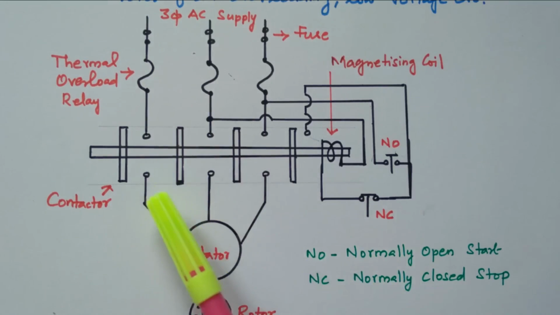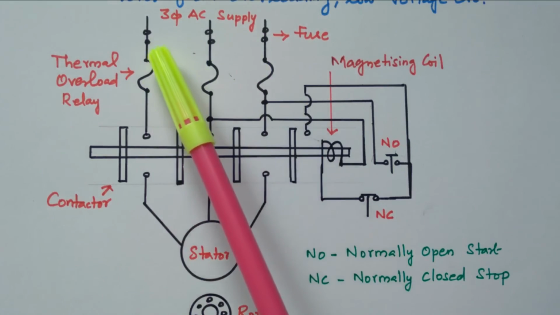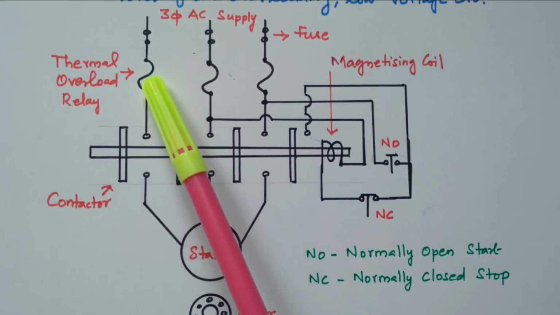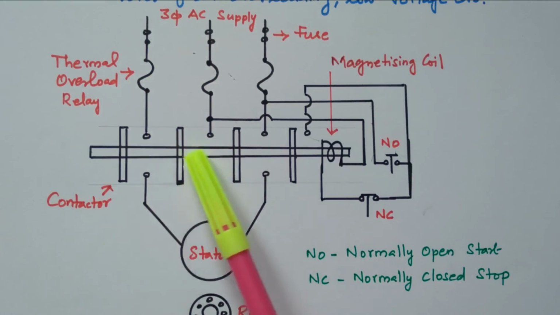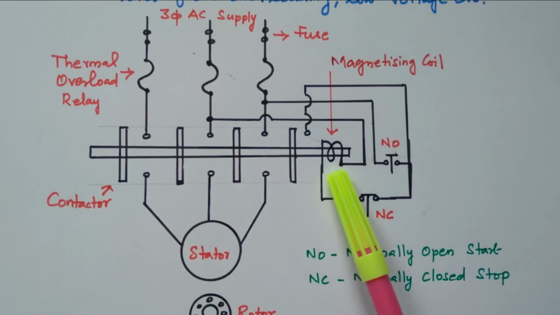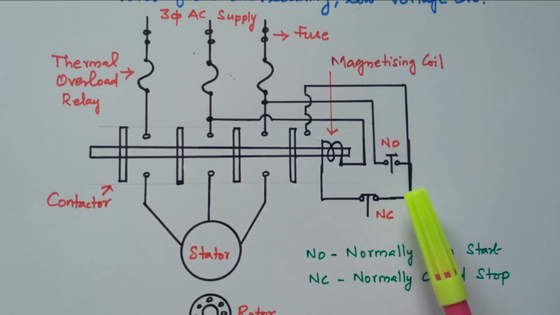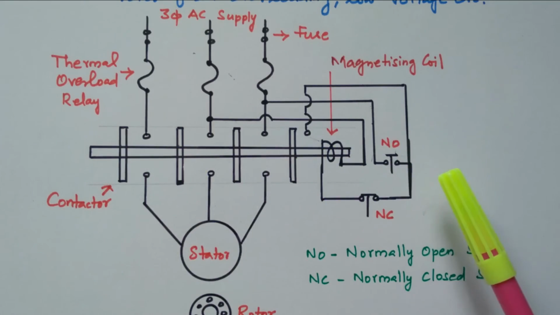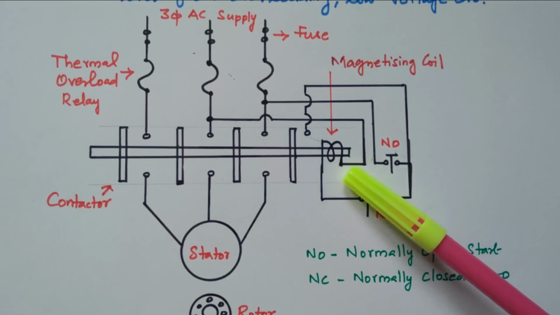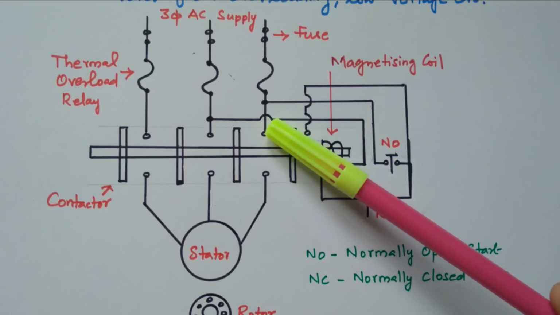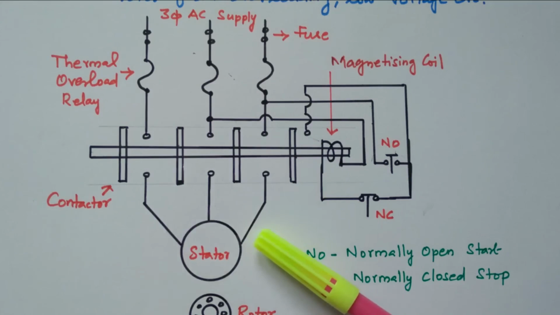So I will explain again. The 3-phase AC supply is available, a fuse is there for protection purpose, and a thermal overload relay is available to protect against the overcurrent. This is the stator, connected through the slip ring. One energized magnetizing coil is available. This contactor is always in closed condition, this contactor is always in open condition. So during the starting, this NO is closed, so the coil is energized, it will attract the contact, so the 3-phase supply is given to the stator winding. So the motor will start at the rated speed.